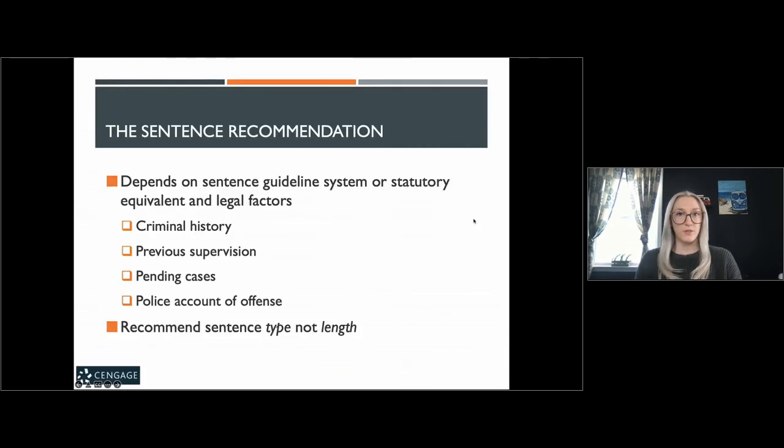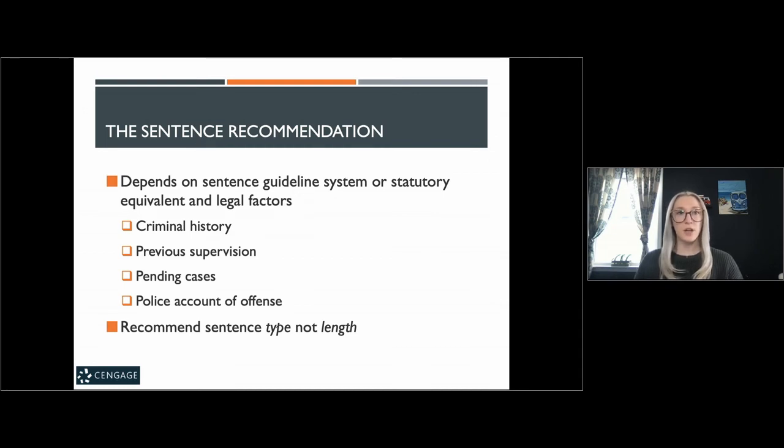So then the PSI officer is going to make a sentencing recommendation. The sentence recommendation is for the type of sentence, not the length. So when you're looking at structured guidelines, the PSI officer is going to say, okay, it falls in this range, and this is what the judge is able to sentence within. Or they'll note the judge can give a jail sentence or a community sentence, or maybe the option is only for a jail sentence. They're going to include that on the PSI report at the end in the recommendation section, which there's an example of in your book also to look at.